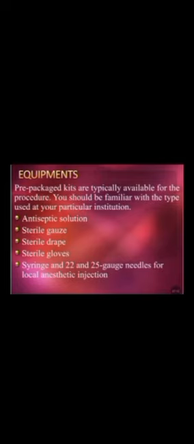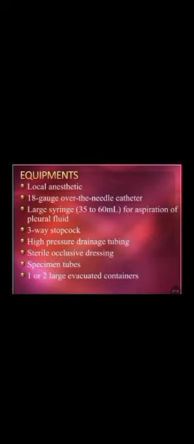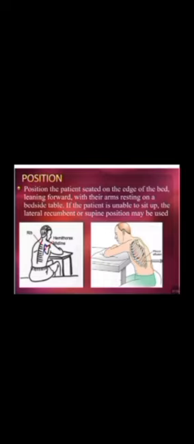You should be familiar with the type used in particular institutions. Antiseptic solution, sterile gauze, sterile drapes, sterile gloves, syringe and 22 and 25 gauge needles for local anesthetic injections. Local anesthesia, 18 gauge over-the-needle catheter, large syringe 35 to 60 ml for aspiration of pleural fluid, 3-way stopcock, high pressure drainage tubing, sterile occlusive dressing, specimen tubes, 1 or 2 large evacuated containers.